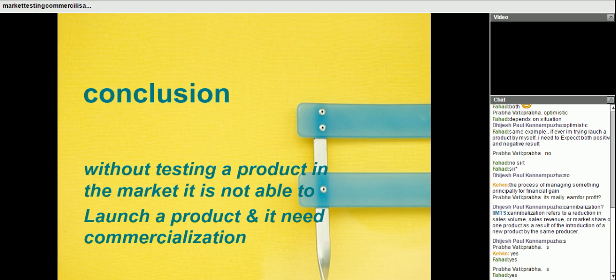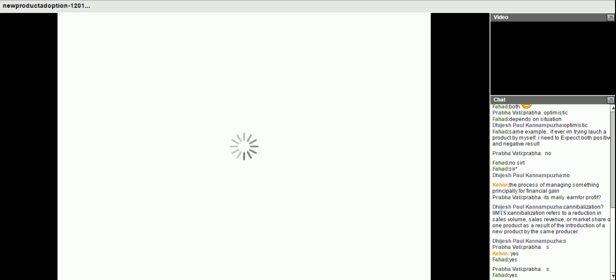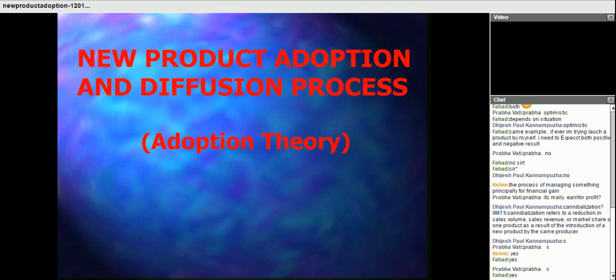Okay, now let's move to another subtopic, that is the new product adoption and diffusion process.